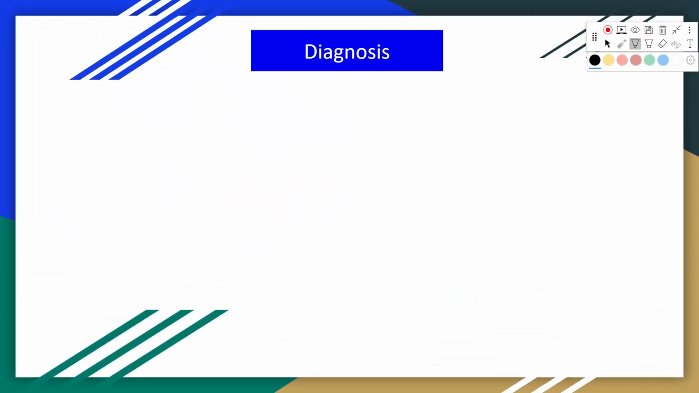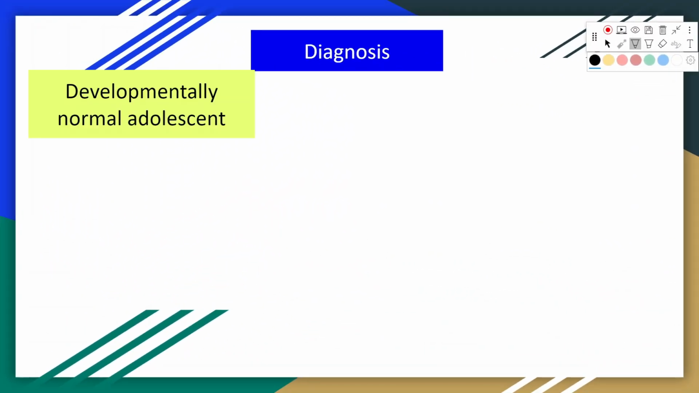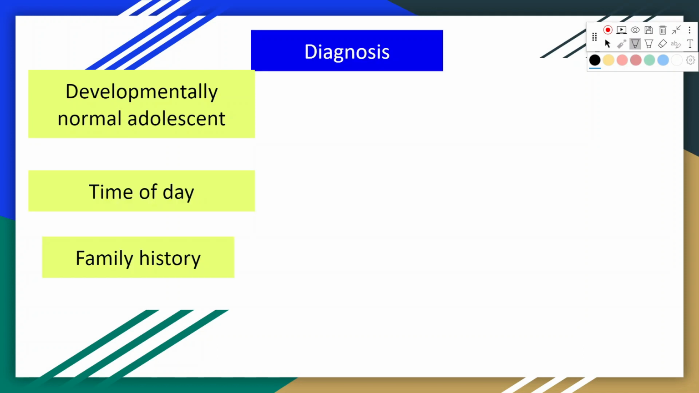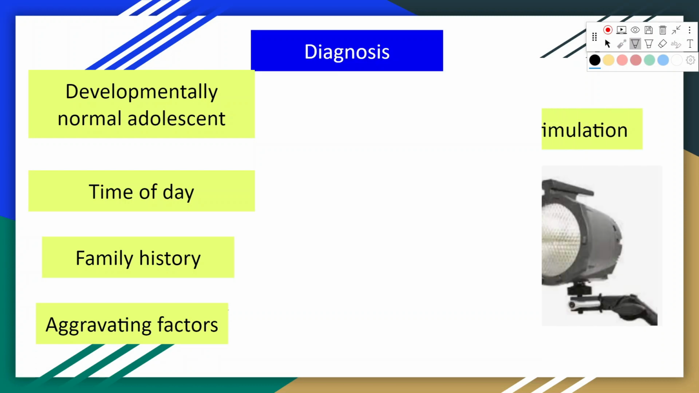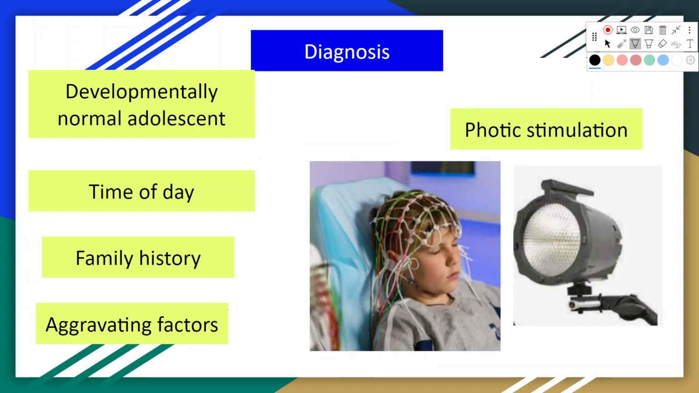When taking history of a suspected JME patient, you should be sure to obtain the time of the day these myoclonic jerks happen, if there is a family history of seizure, and any lifestyle changes that can cause the patient stress. Also make sure you do photic stimulation, as 1/3 of JME patients have photoparoxysmal responses.